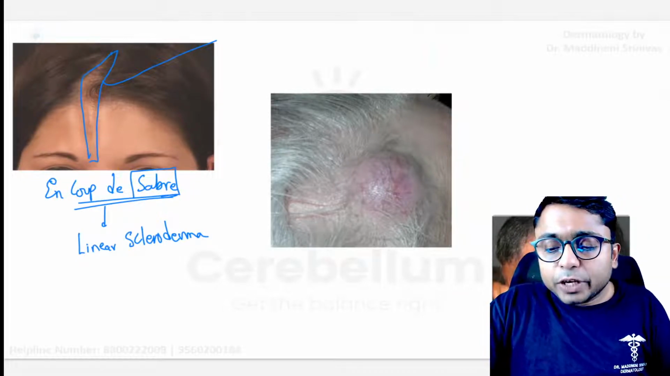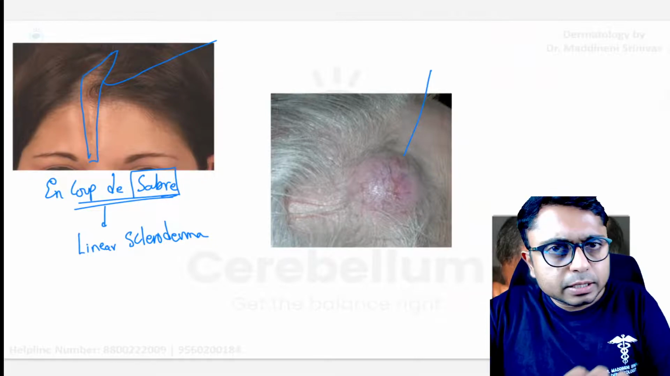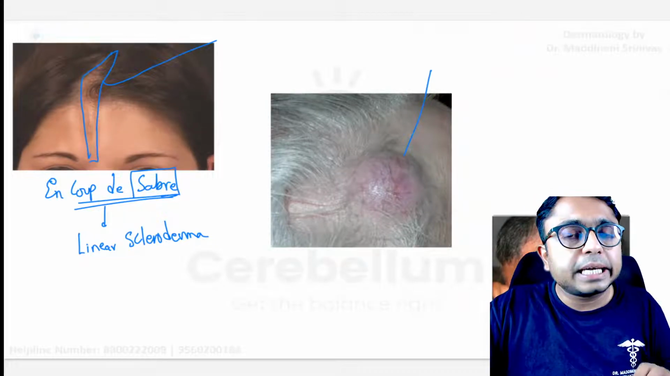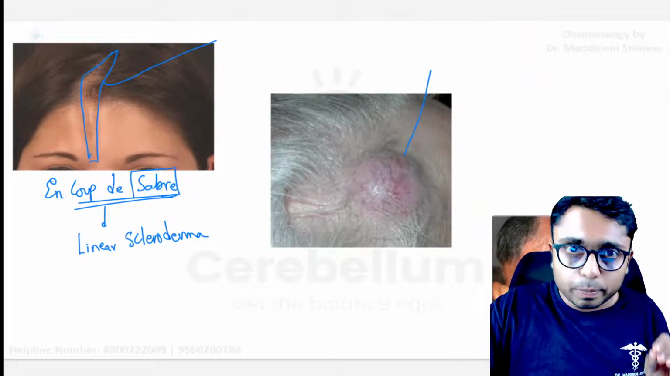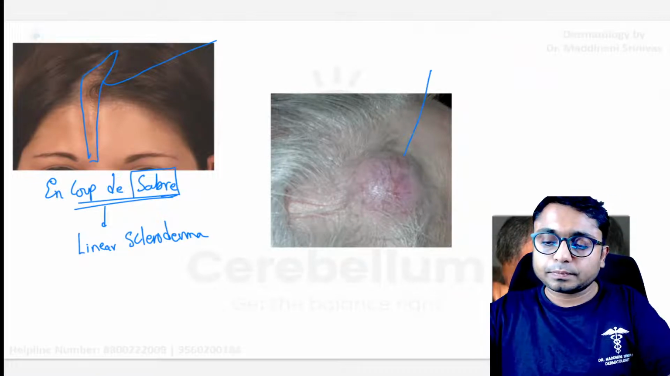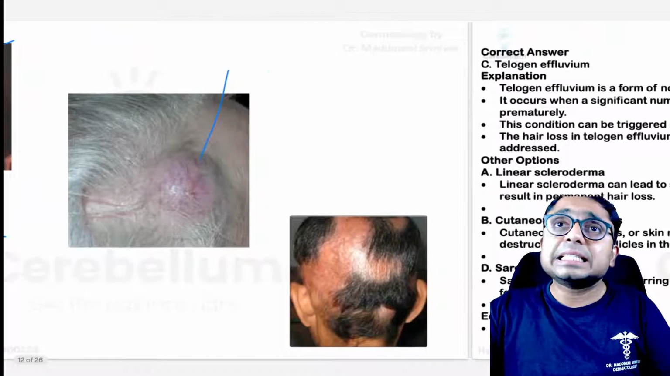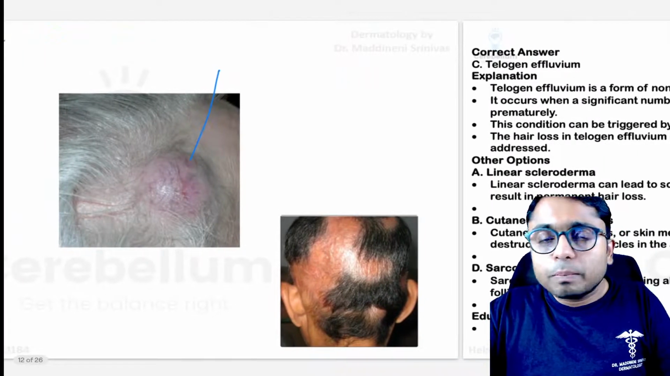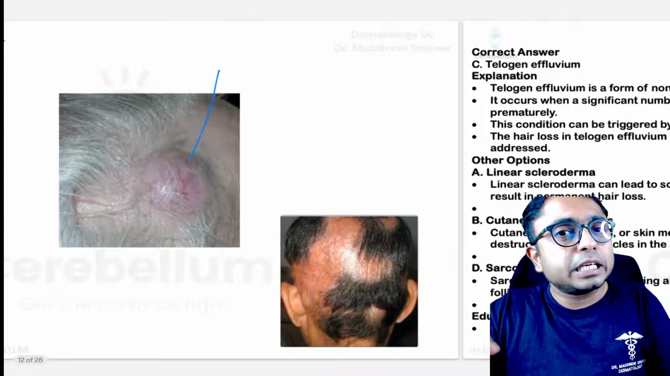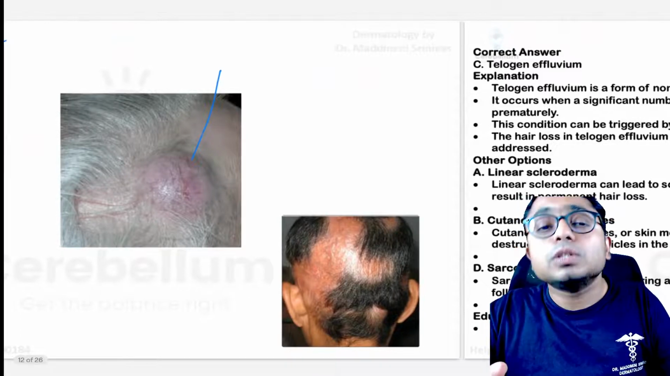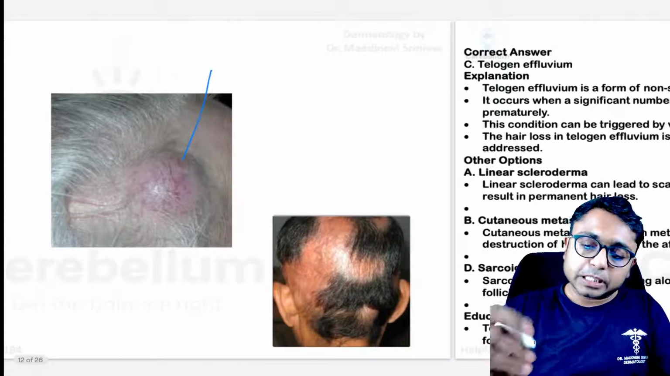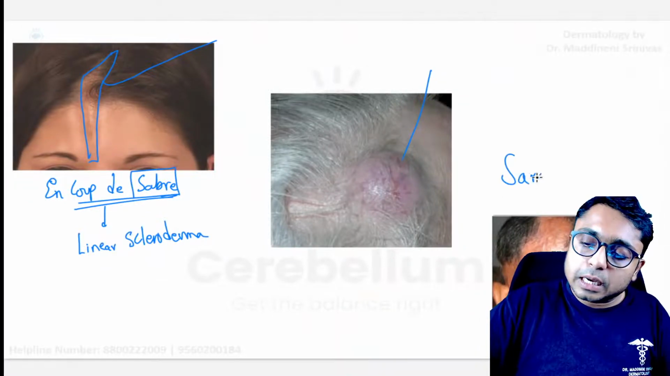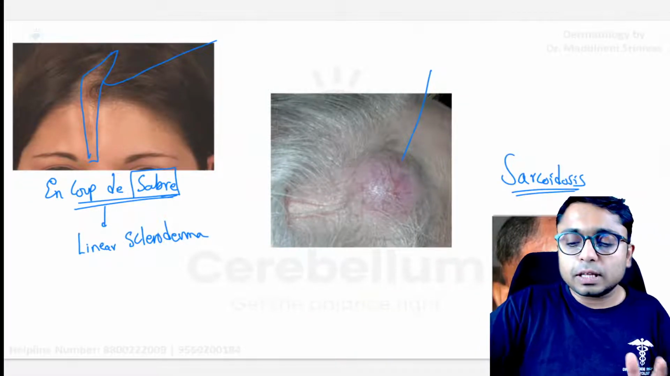Okay, next we have cutaneous metastasis. Cutaneous metastasis is also associated with scarring alopecia. Next condition is sarcoidosis, which is a multi-system granulomatous condition which will produce non-caseating granulomas, and it is also associated with scarring alopecia. So please remember, these are the important ones which are given in this question in the form of options.